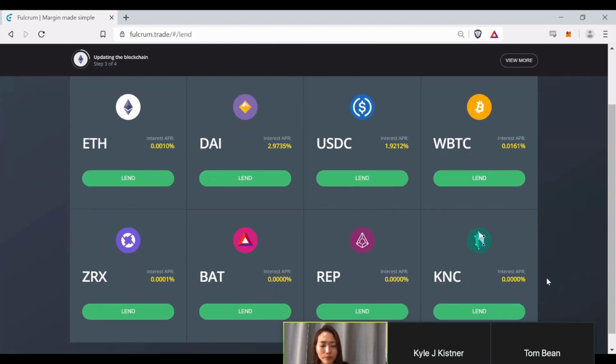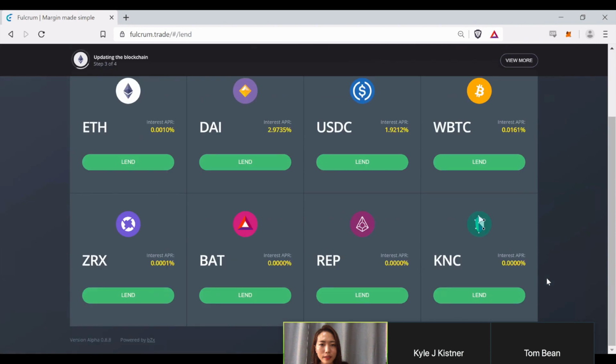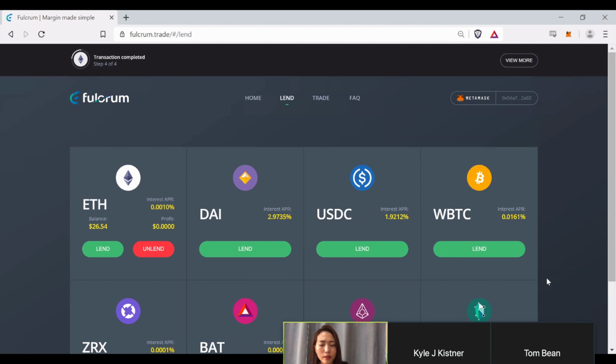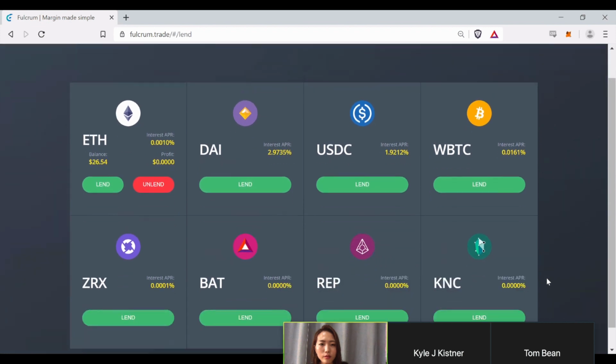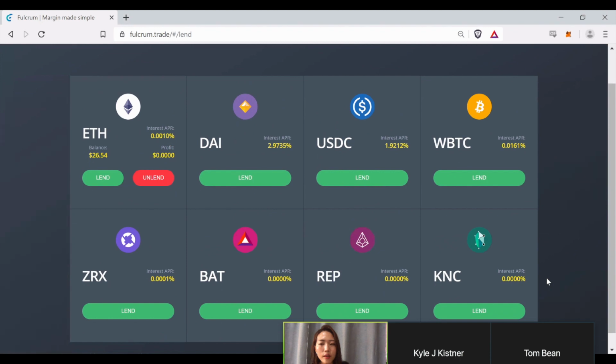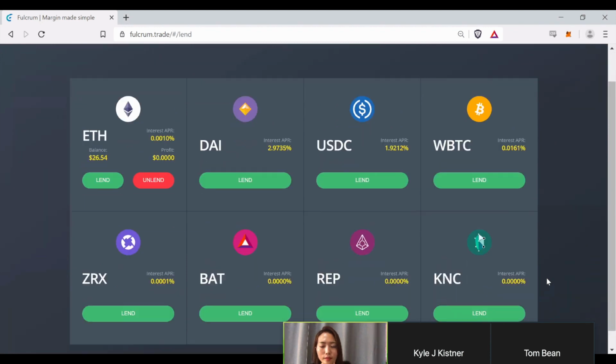The borrowing interest rate for BAT right now is 1%. So if somebody borrowed a little bit of BAT, it would increase this to maybe 0.0001%, like it is with 0x. So nobody has borrowed BAT, REP, or KNC yet, and that's why those have 0% interest rates. There's been quite a bit of borrowing of DAI and USDC. That's why they have higher interest rates. And so it's just supply and demand, like platforms such as Compound.